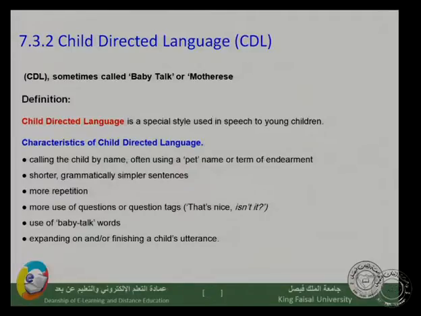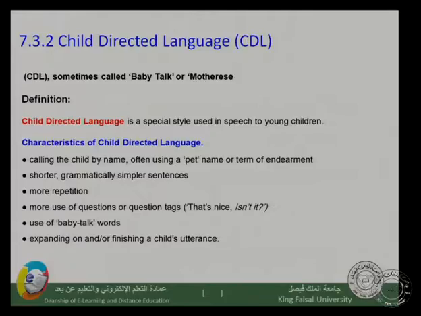What are the basic characteristics of the CDL, or child-directed language? We have in fact more than one characteristic of the CDL: calling the child by name, often using a pet name or a term of endearment. So usually we call a child darling, dear, or honey. Those are terms which a child usually likes to hear, and they are a characteristic of the language that we use when we speak to young children.